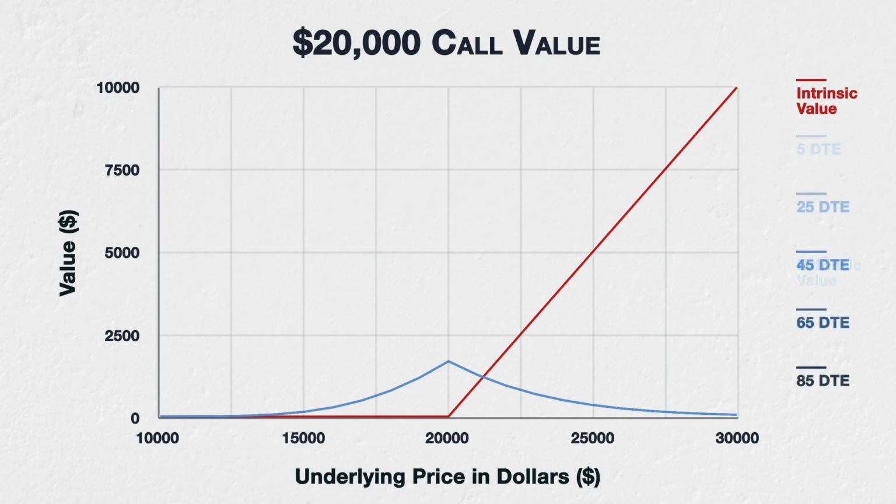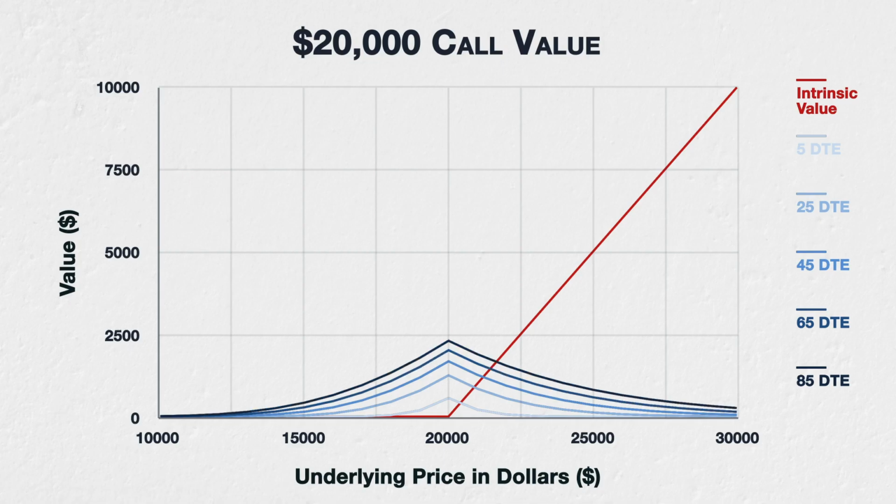Now let's also add some different values for time to expiry and see how this affects the extrinsic value. All other parameters have been left the same, so the only change here is the time to expiry. As we can see, the more time left until the option expires, the more extrinsic value the option will have.